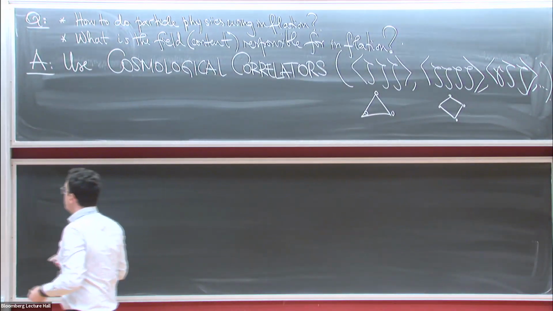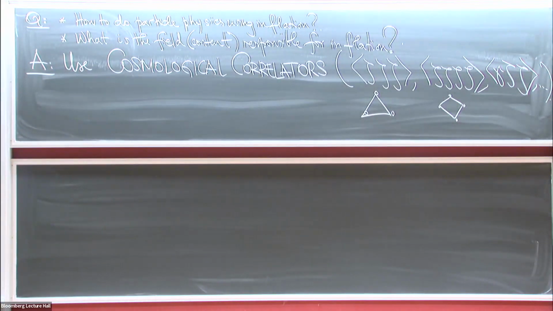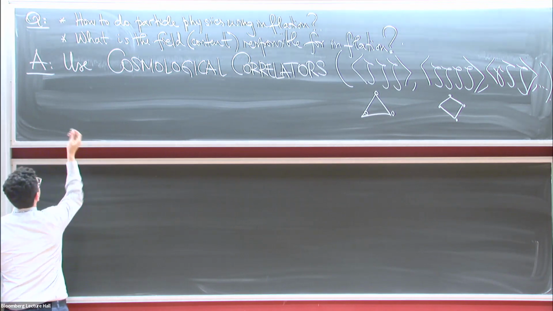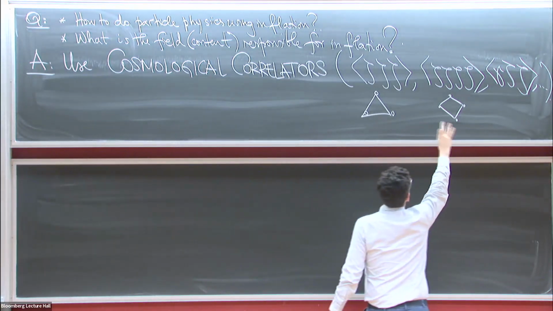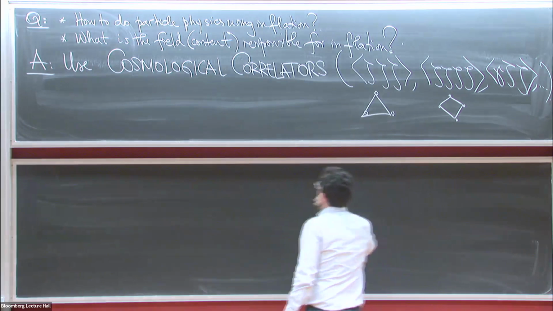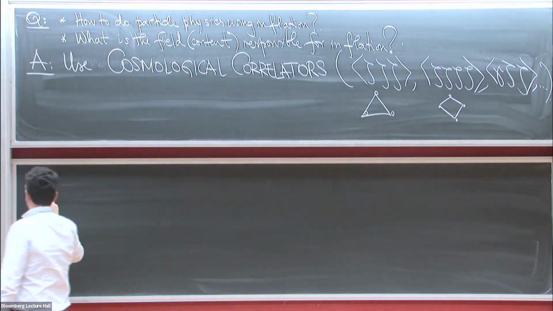Okay, so the first thing that if you want to understand these cosmological correlators, the first thing you need to learn is how to compute them. And so the main observables of interest are these 3 and 4 point correlation functions. But so how do you compute them?